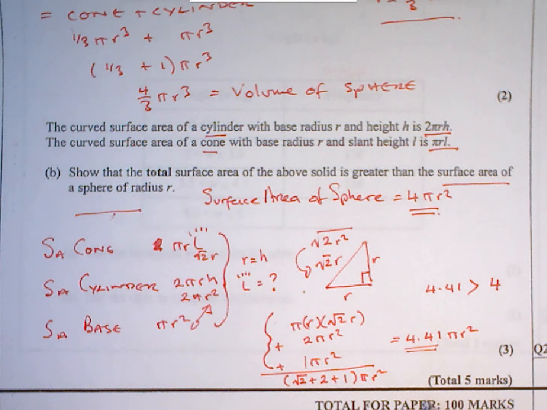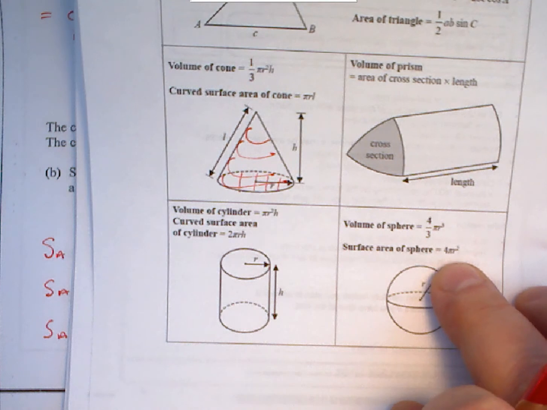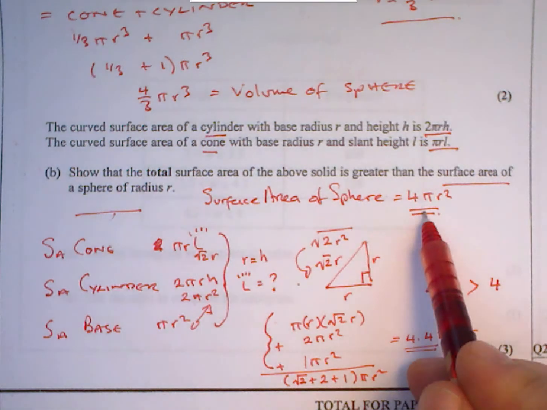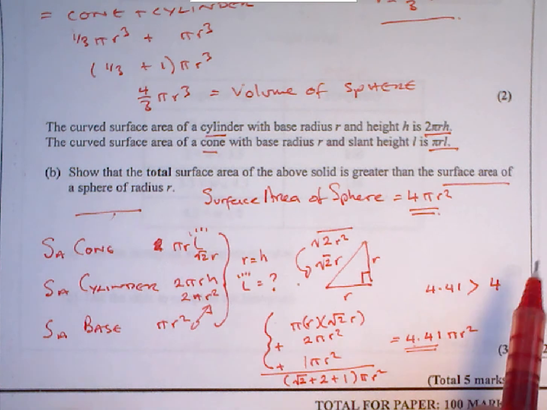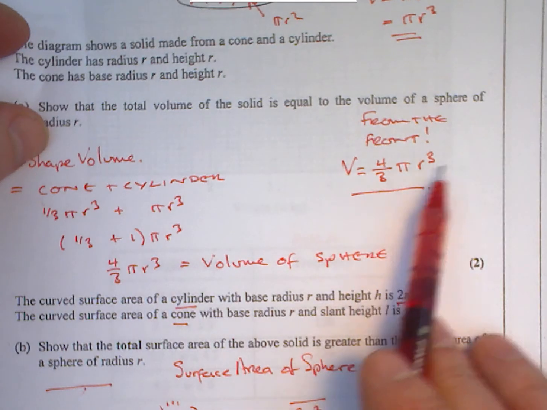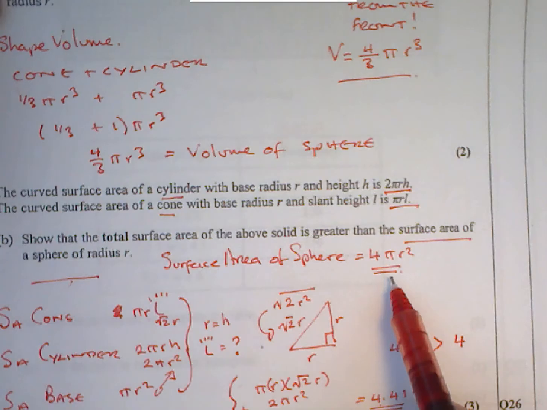But what I had to do was to show that this was more than the surface area of a sphere, which is, again, given to you in the formula booklet, with pi r squared. And we've done that, because the surface area of a sphere is 4 pi r squared, and we've shown it's 4.41 pi r squared. If you're interested, if you differentiate the formula for the volume, multiplying by the original power and reducing the power by 1, you actually get the formula for the surface area.